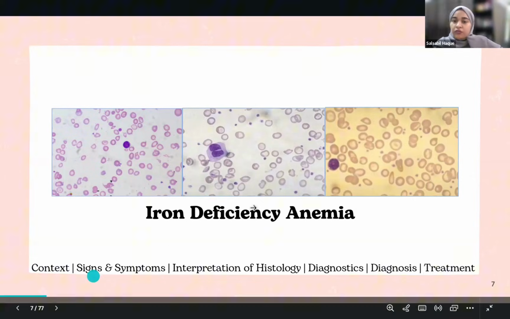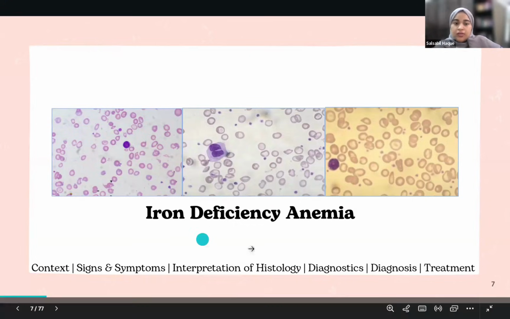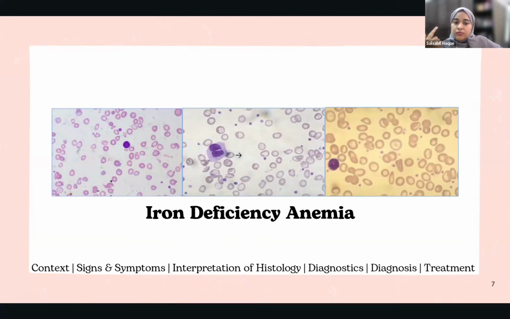Okay, then signs and symptoms of anemia, as we know: fatigue, pallor. It could be shortness of breath, pica, which is an urge to eat things that are not edible. And then it could be leukonychia, koilonychia, so signs in the nails. And interpretation of histology, as we mentioned: hypochromia, microcytosis. Okay, and then pencil cells. What else? Target cells. Okay.